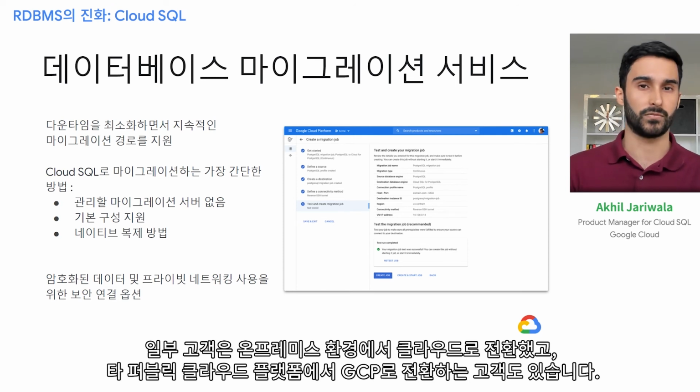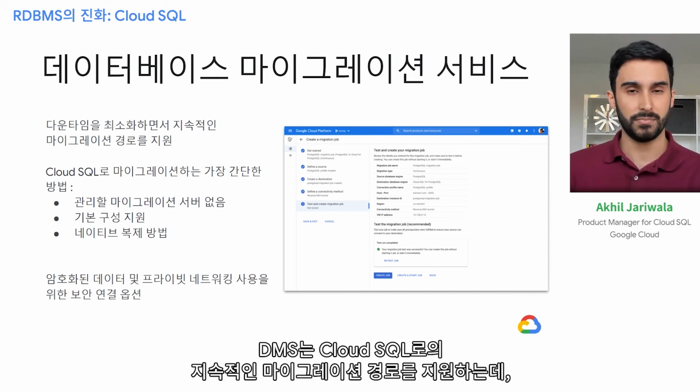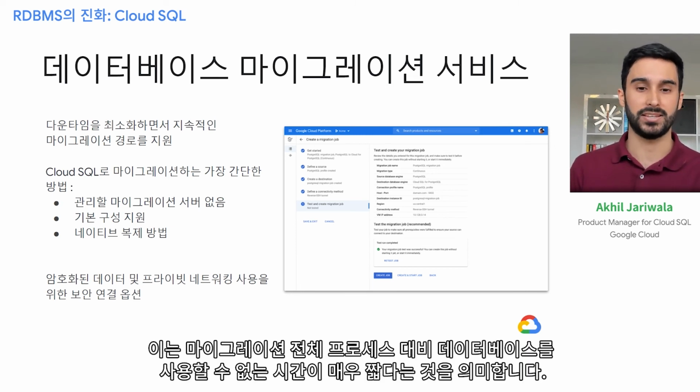Some of them are coming from on-premises environments to the cloud. Others are moving from other public cloud platforms to GCP. And still others are moving databases that they were self-managing in Google Compute Engine over to Cloud SQL. DMS supports a continuous migration path to Cloud SQL. And what that means is that the database is not available during the migration for a very small amount of time relative to the entire migration process.